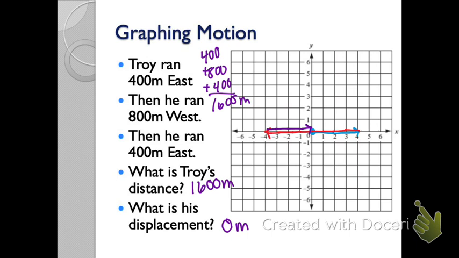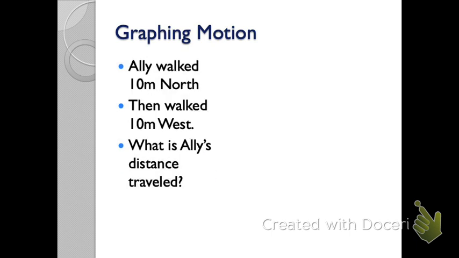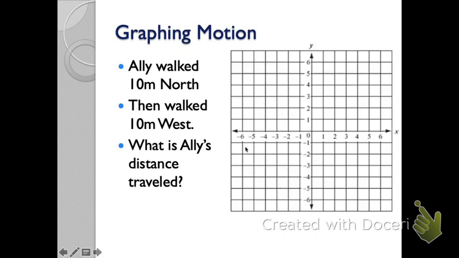All right, try the next one here on your own. Allie walked 10 meters north, then 10 meters west. What's the distance traveled? So figure out how you can show this on this particular graph, and then how we can answer the distance.